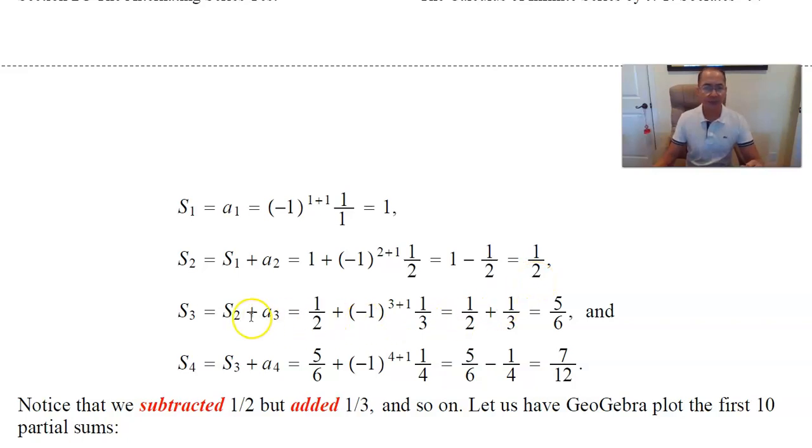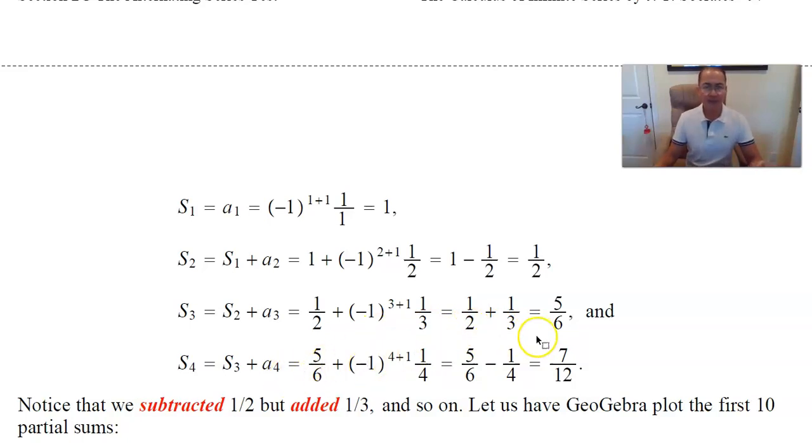Big difference. Next partial sum, S3. So we will add to our previous partial sum the next term, which is a3, which is positive 1/3. So we're adding 1/3 to 1/2, we get 5/6.